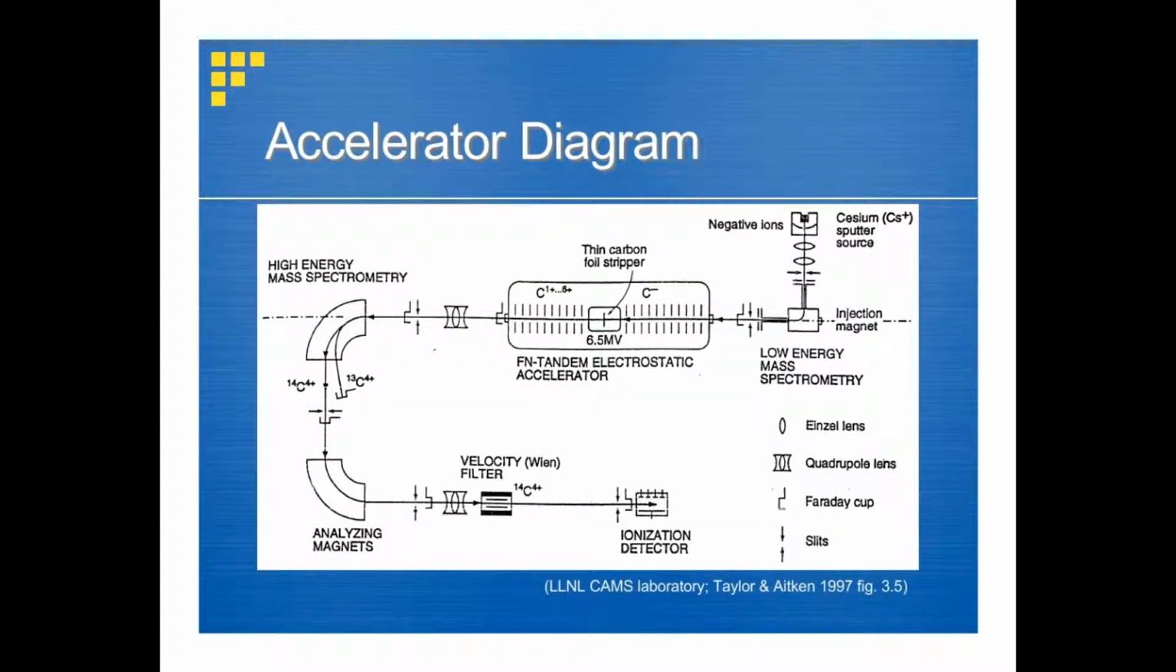This is a diagram of one of the particle accelerators that's used. This was our accelerator at Livermore. The sample is put into an ion source. That's run through the accelerator, and you have to go through a magnetic bend and some sort of electric separation to separate out all of the interfering species.